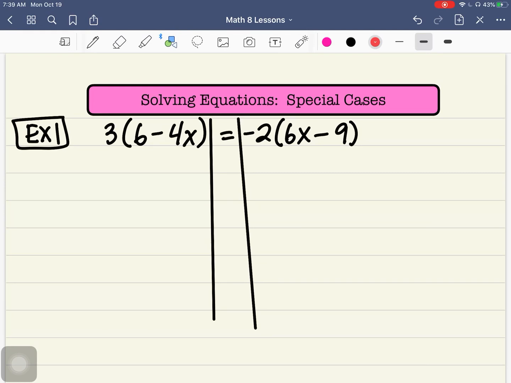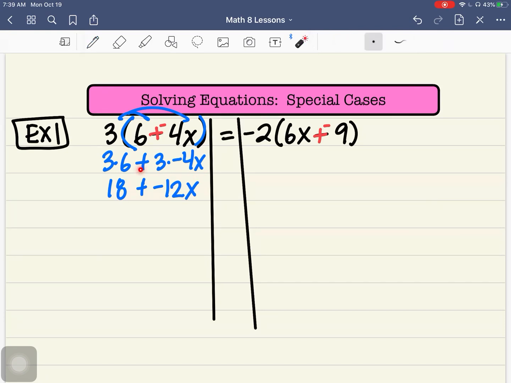All right. So the first thing I'm going to do when I see these minus signs is change those to plus negative. And now I'm going to simplify by just using the distributive property. So I have 3 times 6 plus 3 times negative 4x. So I get 18 plus negative 12x on the left, and that is simplified. Can't do anything else with that. I'm just going to leave it.